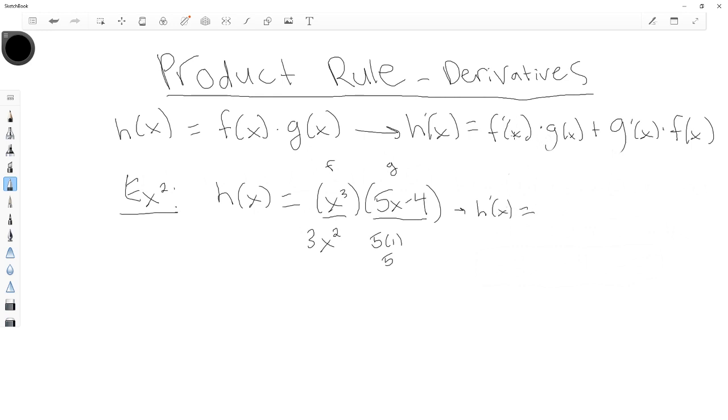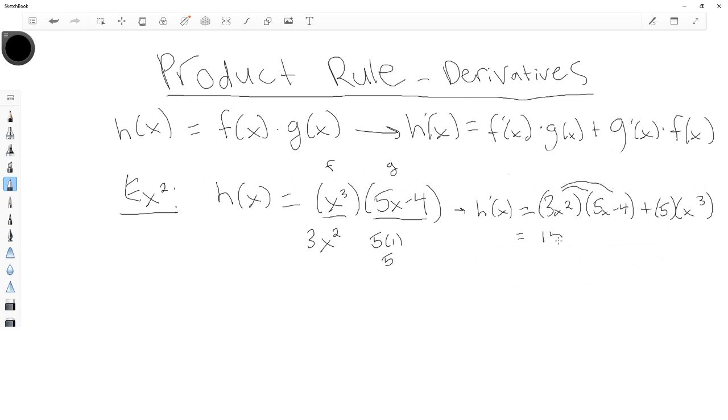So the derivative of f is 3x squared times g, which was 5x minus 4, plus the derivative of g, which was 5, times f, which was x cubed. And then you can go ahead and simplify that. So multiply this in.